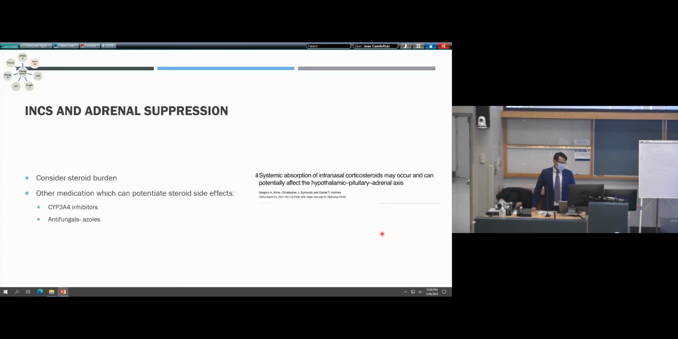So it's important to consider that, and it's also important to consider what other medications they're on. If they're on CYP3A4 inhibitors or antifungals, they could have increased side effects from their nasal steroids.